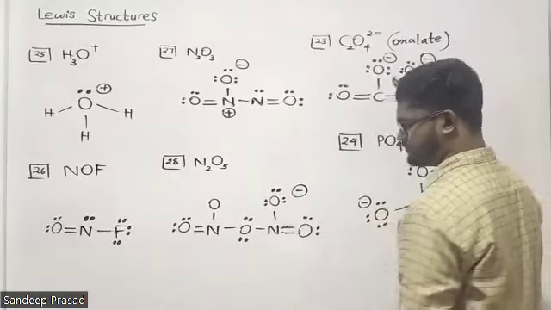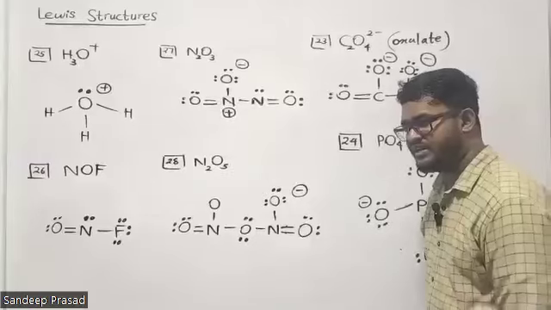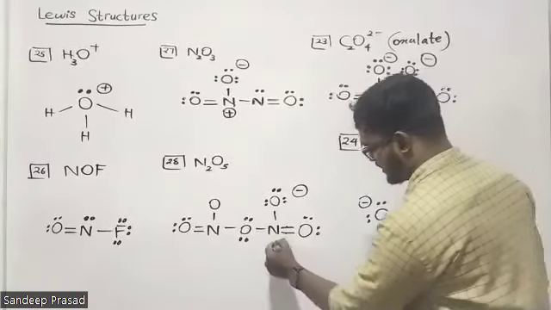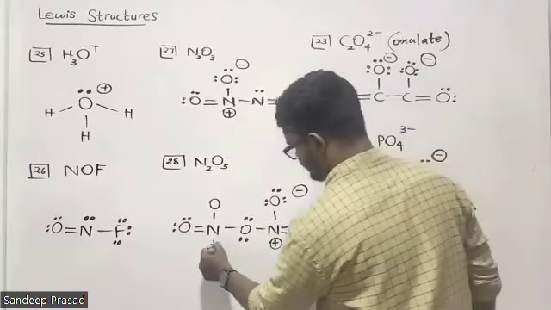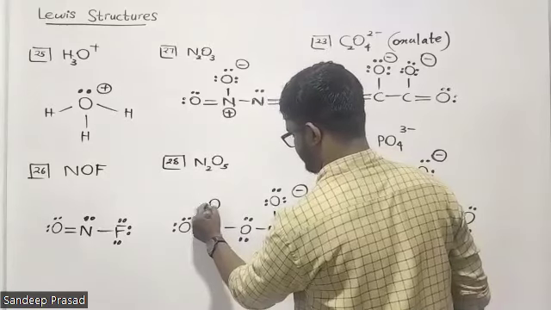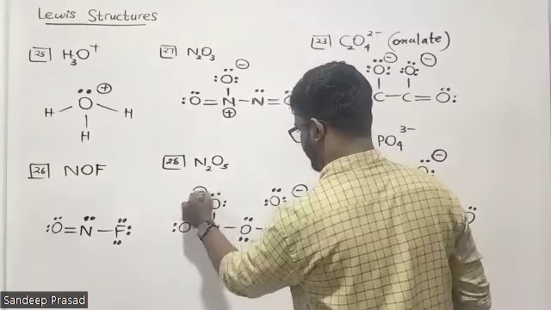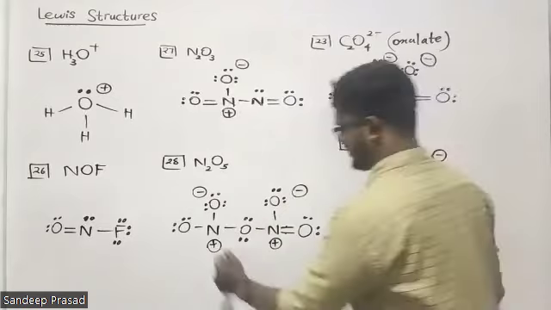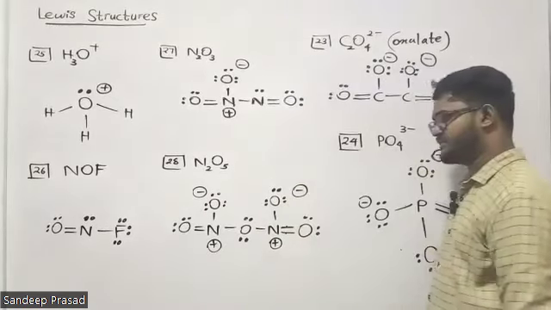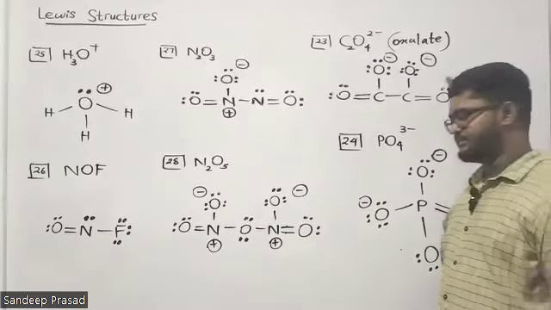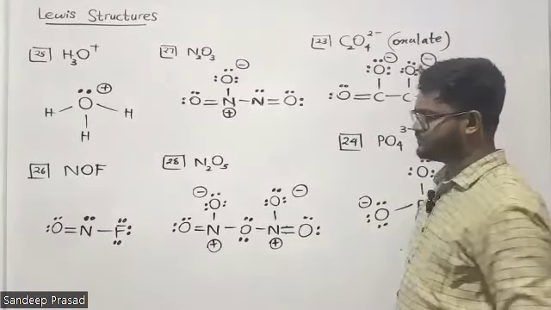1, 2, 3, 4. The valence shell is containing 5 electrons, but here 4 positive, positive, and this is negative. What to do? Right? We can't do anything other than this. This is the maximum that we can do.